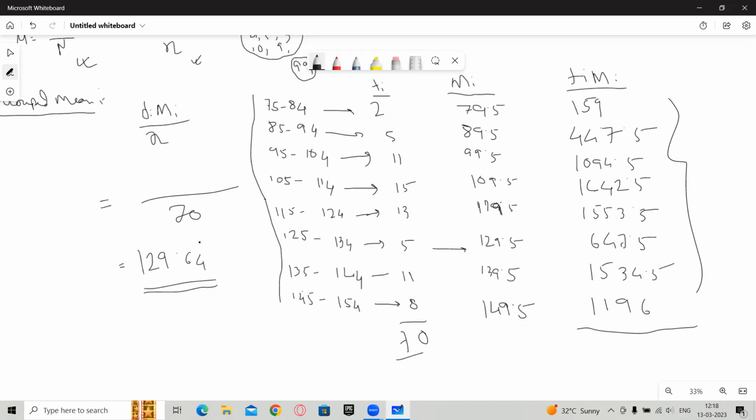If you have data represented in that format, grouped values, and you want to calculate the group mean, the group mean is nothing but this one. Okay, 129.64.